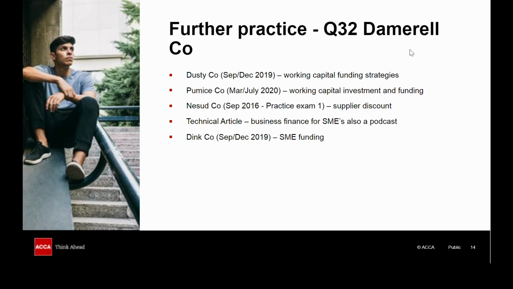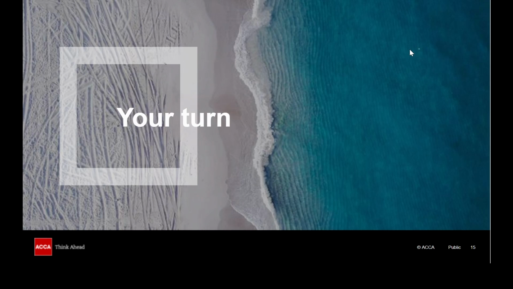So when you're in the working capital side of Demerel, and we were explaining the working capital funding strategies, the question never told you what the funding strategies were. So you had to remember they were aggressive, conservative and matching. And so the marks are going for knowing that, but then describing it in your own words. Okay. So hopefully that's given you some hints of where to go and do some extra practice. So now this is your turn.